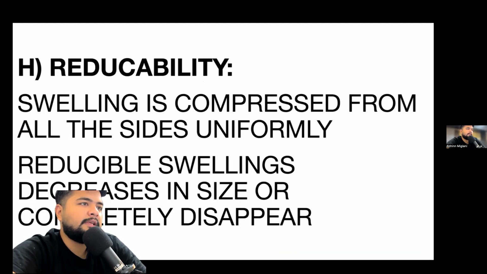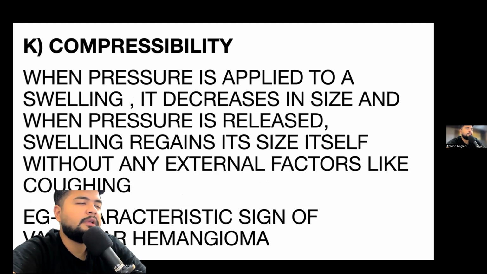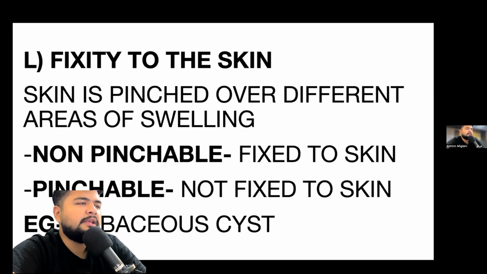Reducibility: the swelling is compressed from all sides uniformly, and reducible swellings decrease in size or completely disappear. Compressibility: when pressure is applied to a swelling, it decreases in size. When pressure is released, the swelling regains its size by itself without any external factors like coughing. It is commonly seen in vascular hemangioma. Fixation to the skin: the skin is pinched over different areas of the swelling. Non-pinchable means fixed to the skin; pinchable means not fixed to the skin.